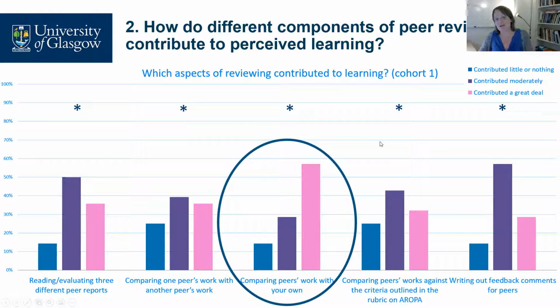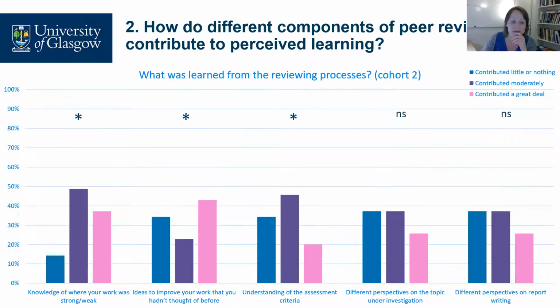So the previous slide showed us that reviewing was helpful. Here we've got different ideas of the aspects of the reviewing process that were considered to be helpful, essentially all of them. In the next slide, we're thinking about what did the students actually learn from this process. So as I said, we know reviewing is helpful, we know which aspects of reviewing are helpful, but what are they actually learning? What is it they're taking away from this? So what was learned from the reviewing process? And this question was addressed to cohort 2, as a follow-up to the information that we got from cohort 1. So what were they actually learning from this?